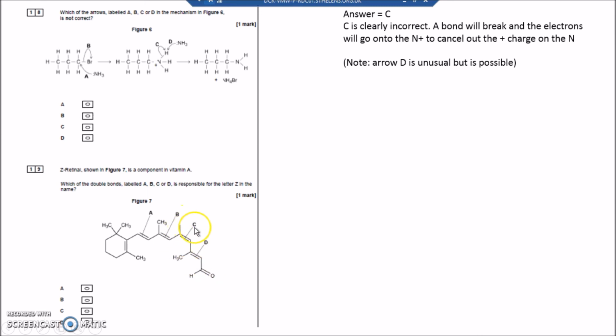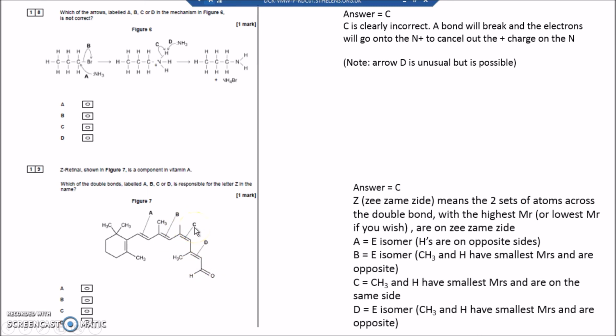So your answer is C. C is your Z isomer, with the groups with the highest priority both going down from that carbon-to-carbon double bond.